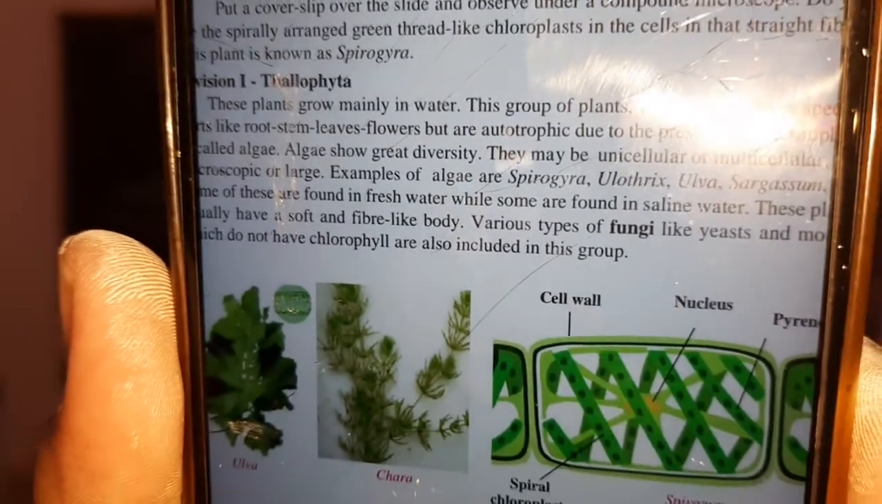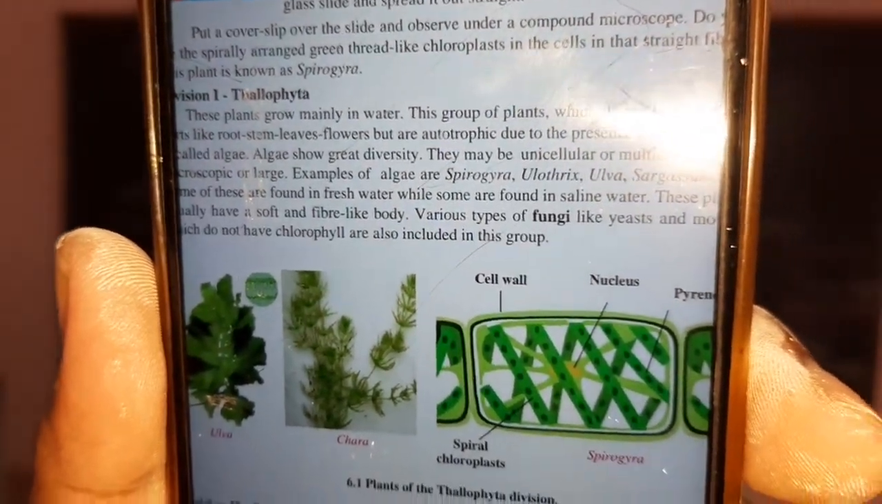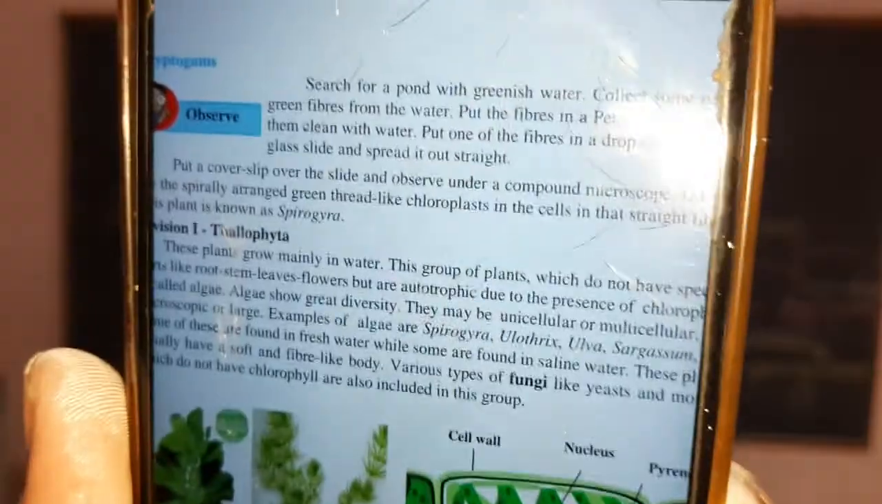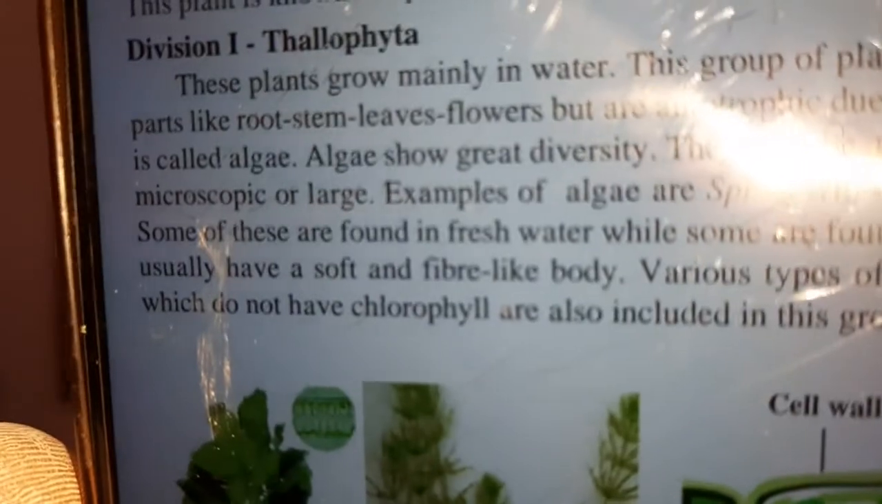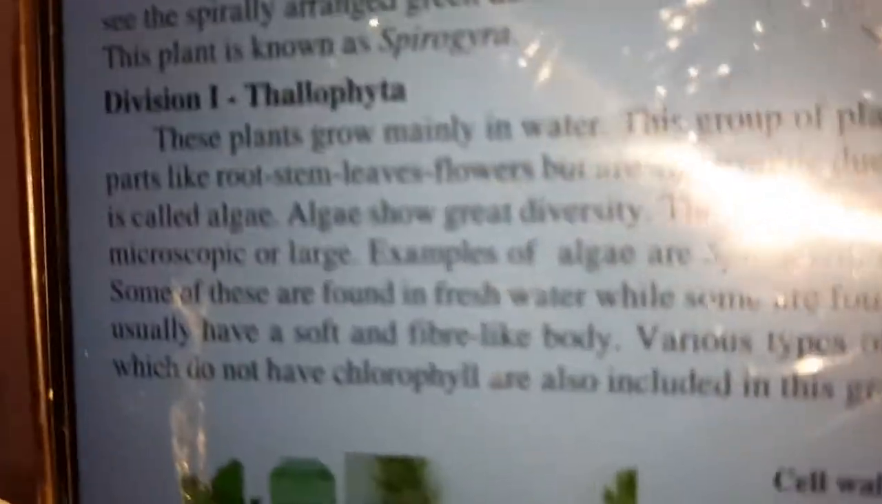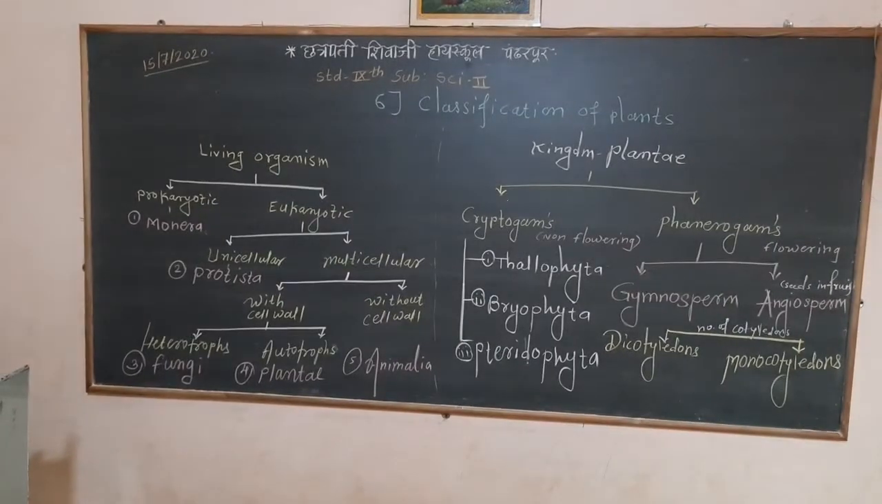The body will be soft and fiber-like. But here is one problem: some of the fungi, the yeast and molds, which have no chlorophyll, are also placed under this group because they share some characters. Then we have to discuss the next one.